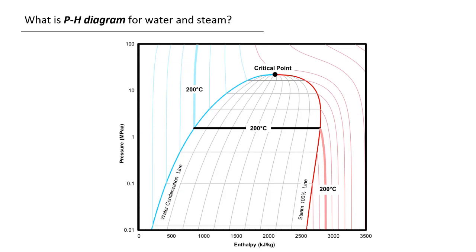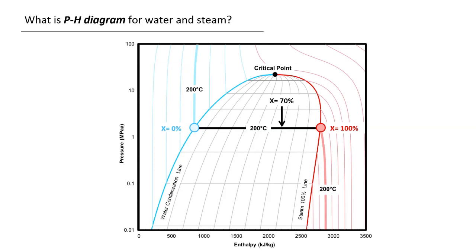To discuss this subcool, we first have to explain the pH diagram, or pressure enthalpy diagram. This is a pressure enthalpy diagram for water and steam. Every pure component has a similar diagram with different numbering, so it's not unique to steam. In this case, we have a critical point and two lines, called the water condensation line and the steam 100% line.